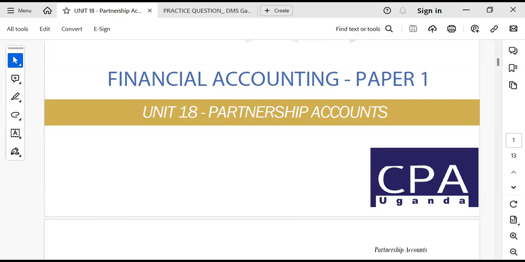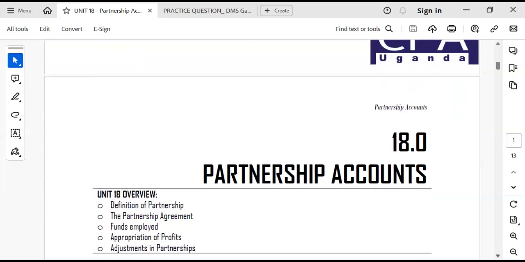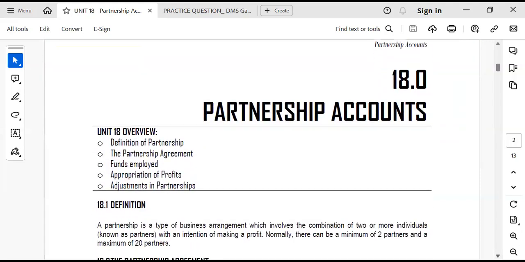So I'll go straight to our notes for today. This topic is quite lengthy, so this time around we may not handle it in just today, but it's important that you understand the foundation that we are going to lay today, because it's going to build onto the other blocks that we'll add in the next lecture. So we'll look at the definition of a partnership, the partnership agreement and funds employed, as well as appropriation of profits and adjustments in partnerships.